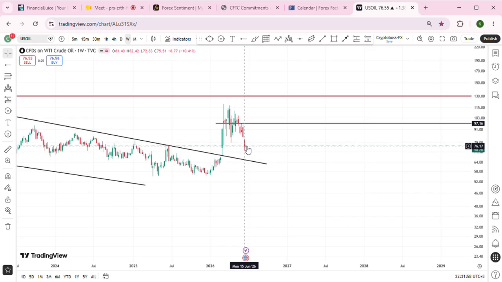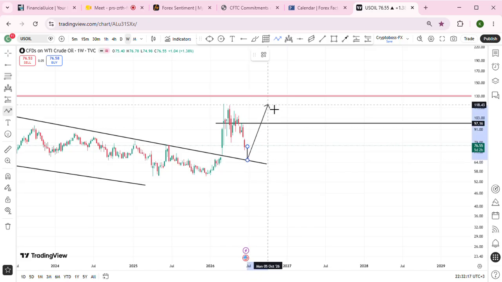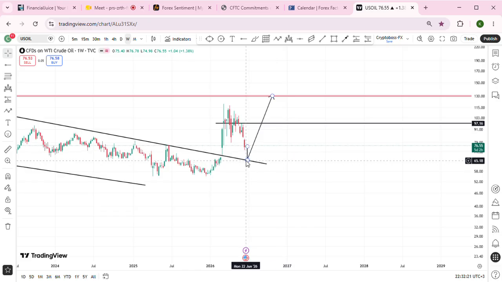So for those who trade oil, for those who trade crude oil to be specific, last week I know it was a very, very difficult time for you. So this week, if the market spikes down, it will give us a good opportunity to buy long if it spikes down.